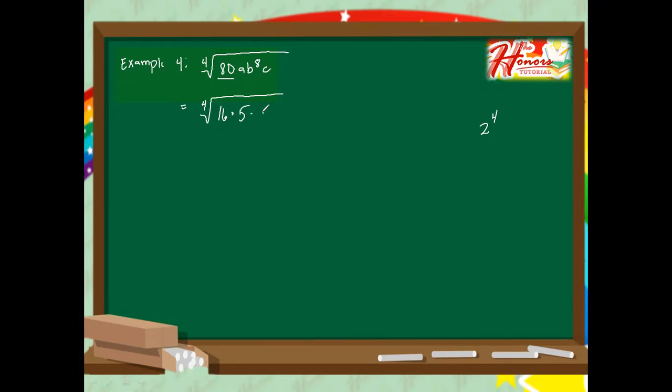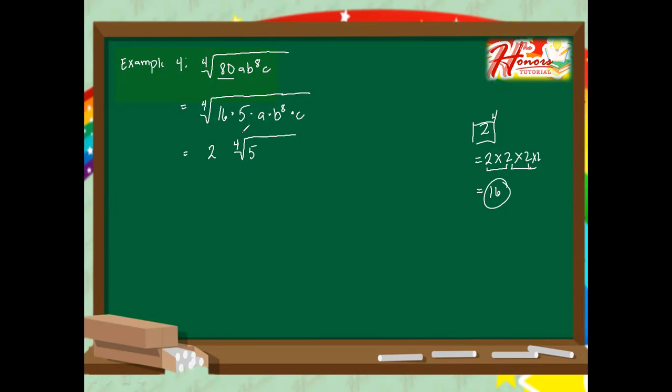Next, we have here a times b raised to 8 times c. So the fourth root of 16 is 2 because 2 raised to 4 is equal to 2 times 2 times 2 times 2. 2 times 2 is 4, times 2 is 8, times 2 is 16. So that's why 2 is the fourth root of 16. And then we will be having here the fourth root of 5 because there's no fourth root of 5 that is a whole number. When we simplify it, it will become a decimal number.